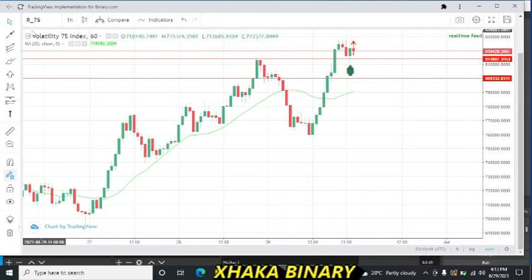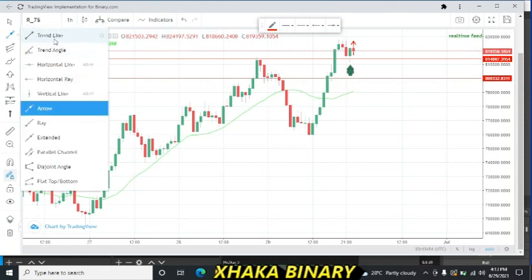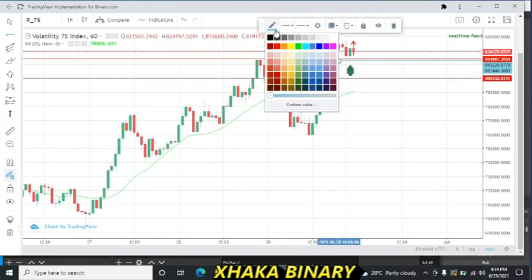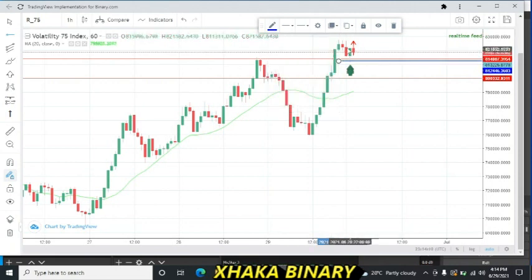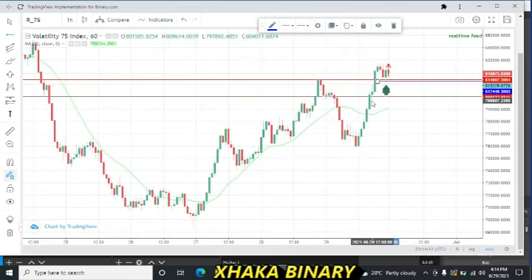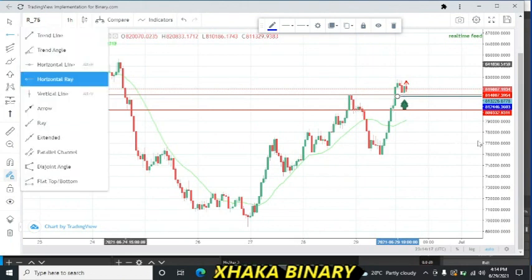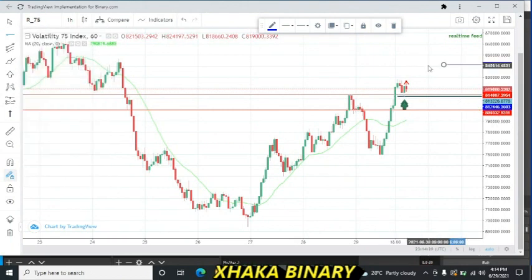If it does, we place our stop loss somewhere around here, and that should be our stop loss. If you're not seeing, let me change the color. Let me change it to blue, somewhere around here. And our TP should be somewhere around here also. Take profit should be somewhere here.